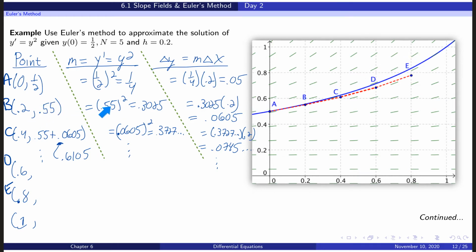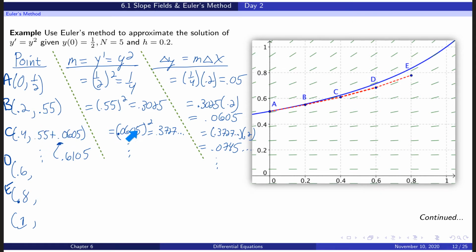Repeating, take the y value and square it to get a new slope. Take the slope, plug it into m times delta x. 0.3025 times 0.2 is 0.0605. That's our delta y. Add that on to 0.55. Your delta x is still 0.2, so I'm now at the point 0.4 for x, 0.6105 for y. Again, pretty close to the actual solution curve.